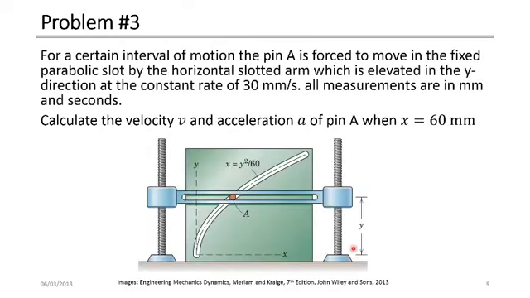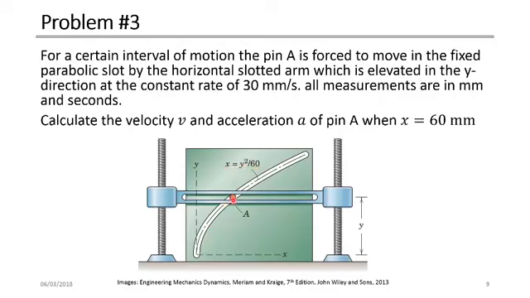Our third problem here is, for a certain interval of motion, the pen A. So we have a pen here. This pen follows a parabolic slot in this plate here. And we have the origin here. We have the x-axis. We have the y-axis. We have the pen at point A. And this parabolic curve is defined as x is equal to y squared divided by 60.